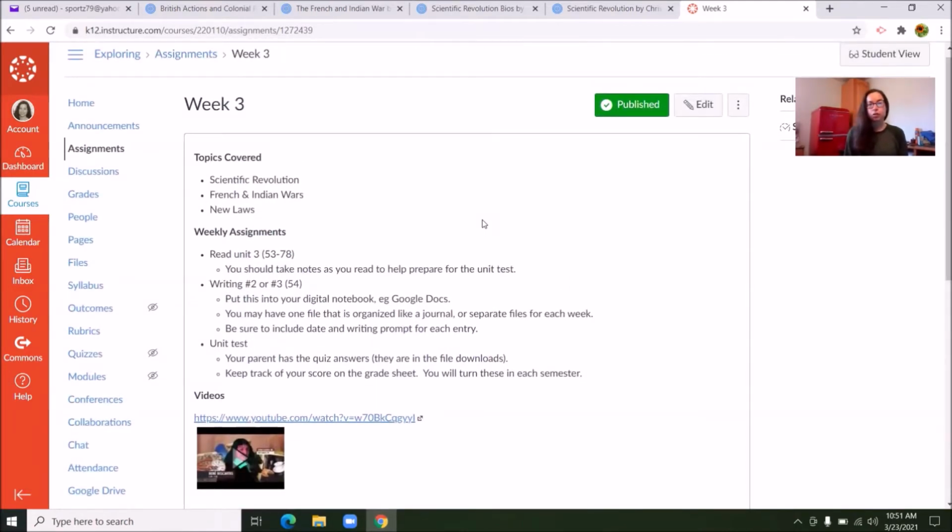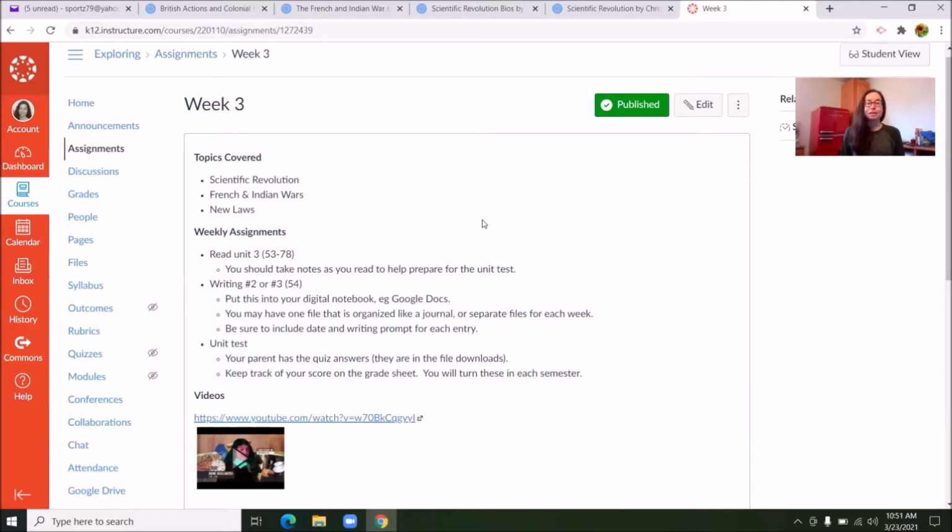Your assignments this week are to read Unit 3, which is pages 53 to 78. You should be taking notes as you're going through this. First of all, to prepare for your test, but second of all, because it's good to get in the habit of taking notes and finding a system that works for you. Your writing assignment is either number 2 or number 3 on page 54. Be sure to put this into your Google Doc or your OneDrive so that you have it for easy access. And make sure to include the date and the writing prompt for each entry. I'm more particular about the writing prompt than about the date, because when it's time to grade it, if I don't know what your topic was, it's going to be very difficult to know how you did on writing.